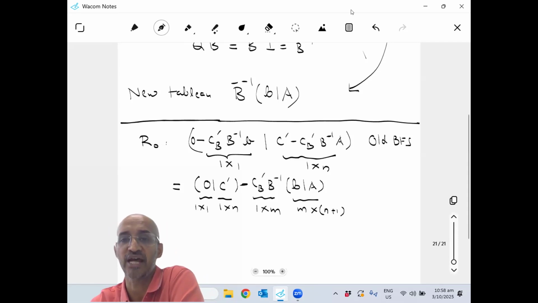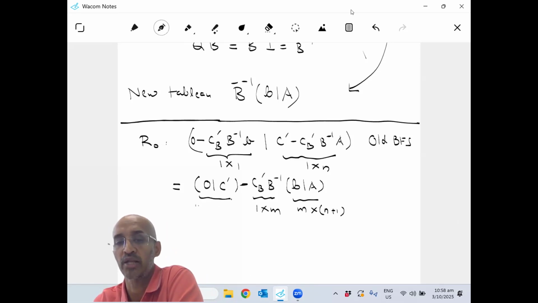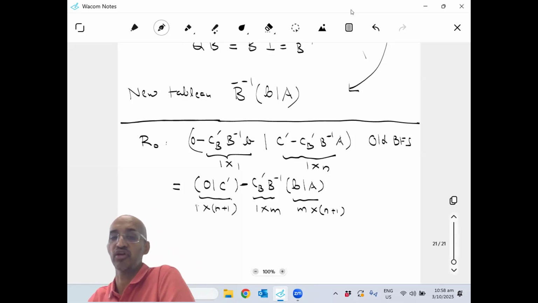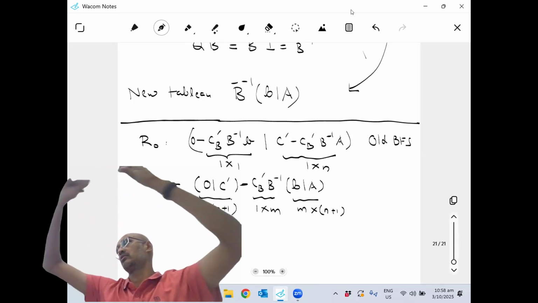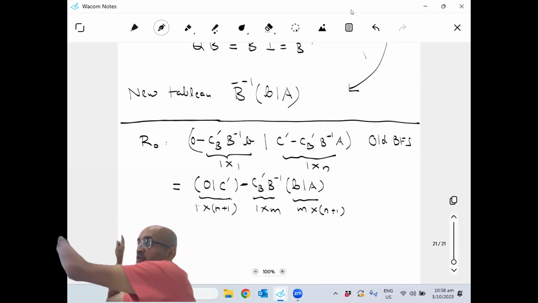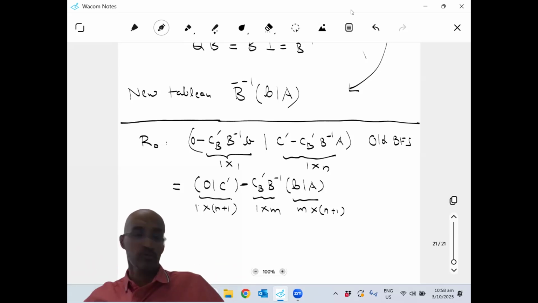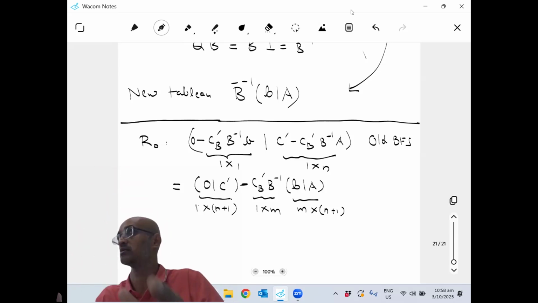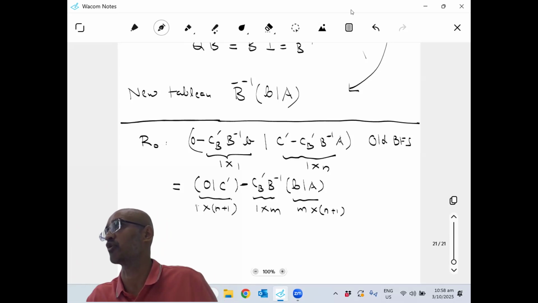Because this entire thing is 1 into N plus 1, right? So this is 1 into M and M into N plus 1. So it's basically there's a cost and then there are reduced costs for N variables. So N plus 1 entries in the top here. I'm just taking the zero out, the C transpose out, the CB transpose B inverse, I'm keeping together. I'm just rewriting it in vector form.